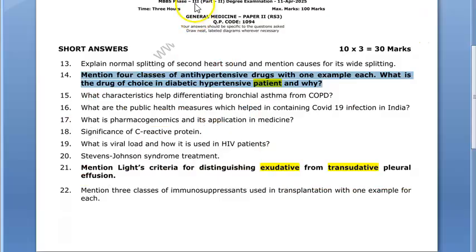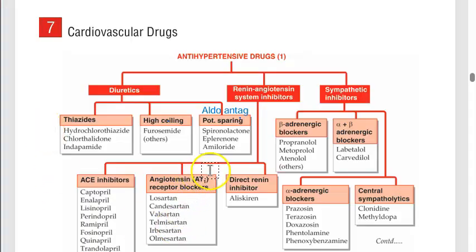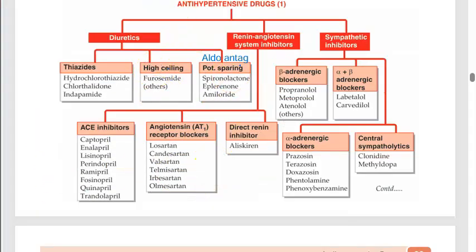So we are done with 3, right? 1 is this one, ACE, 2, 3. We are done. Now, fourth one, you go for calcium channel blocker.